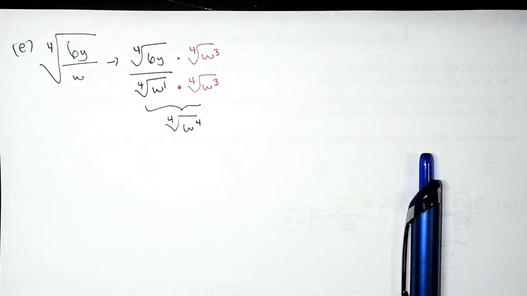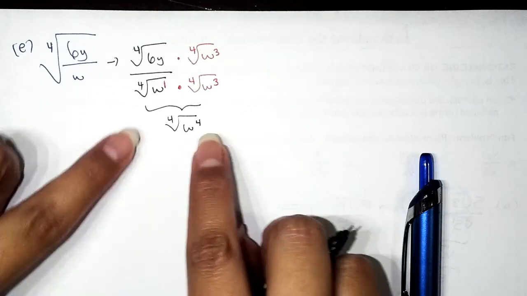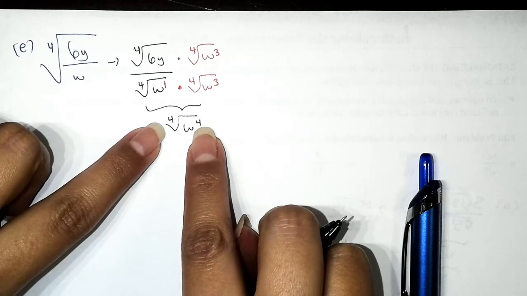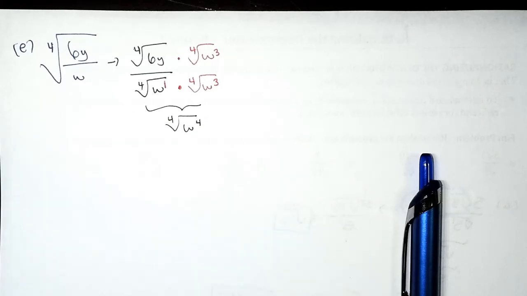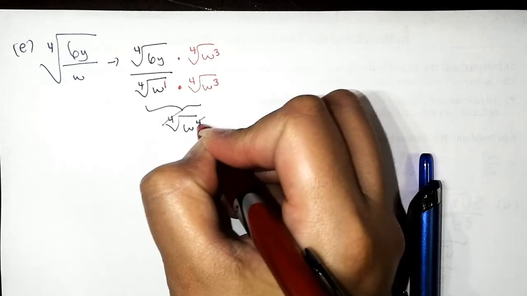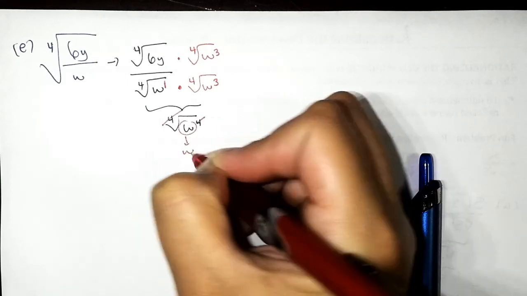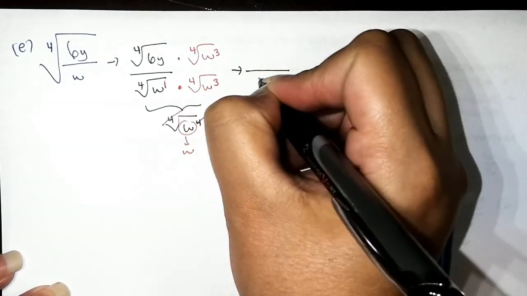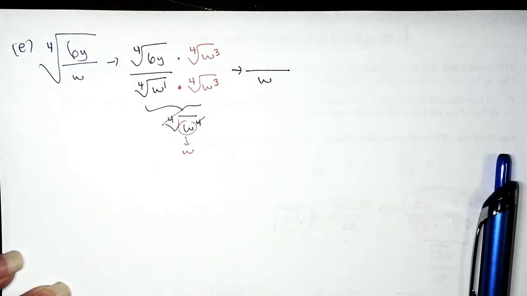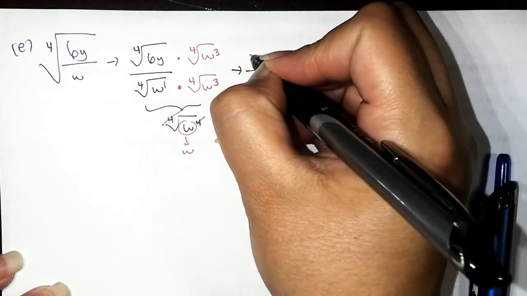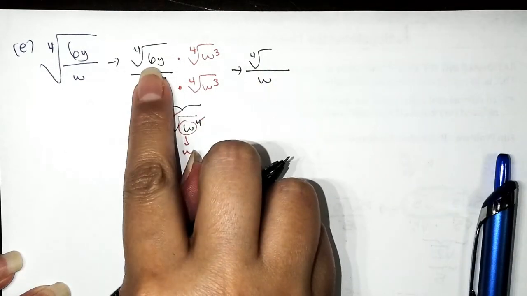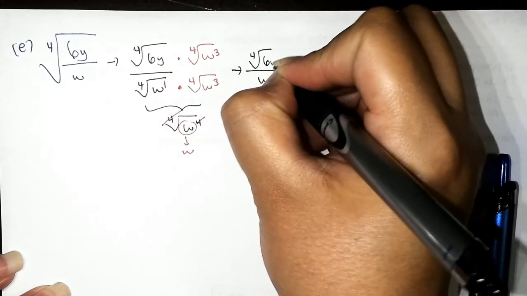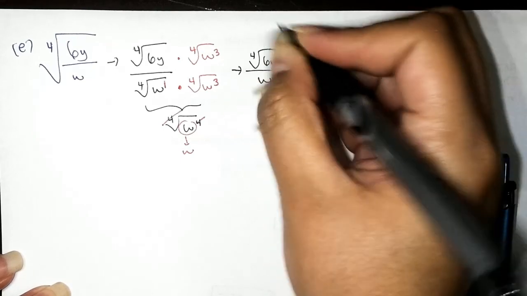Cool. Now we have reached our goal. We wanted the radical to cancel out, and the only way it would is if the index and that power were the same. The index is 4, the power is 4, they undo each other, and that will leave us with the radicand of w. No more exponents, no more radical in the bottom, so we're good. So we have a w in the bottom, and in the top, let's multiply the radicals. That will give us the 4th root of 6y times w cubed. Okay, I'm gonna box it.